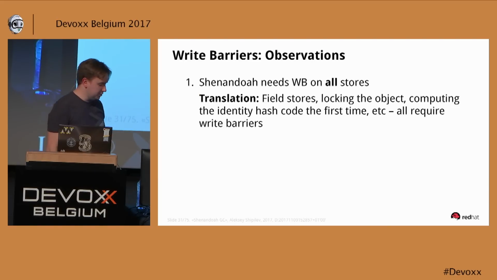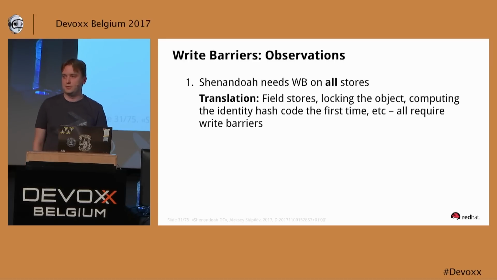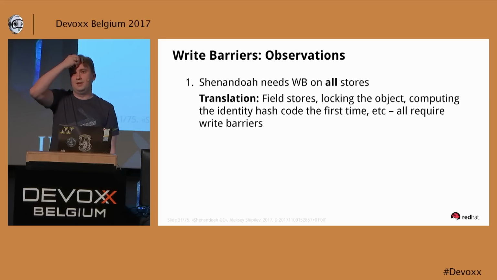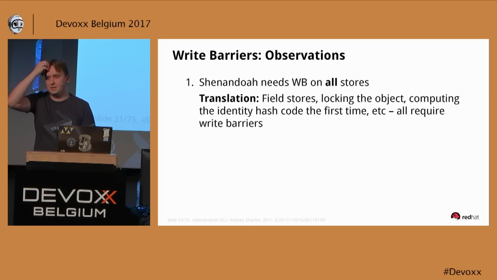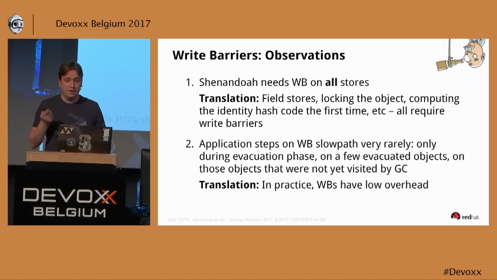So the observations. Shenandoah needs write barriers on all the stores. If you store an integer into the object, you still might need to copy the object out of the collection set before doing so. If you do metadata manipulation on the object, say you are locking on the object, you have to do the write barrier and do the locking on the to-space copy. If you compute identity hash code and thus modify the header of the object, it's still a store. You have to do the write barrier. But the filters that you do on the write barriers are pretty much effective. So we have estimated that 1 in a million, I guess, write barriers actually hit the slow path in real applications.